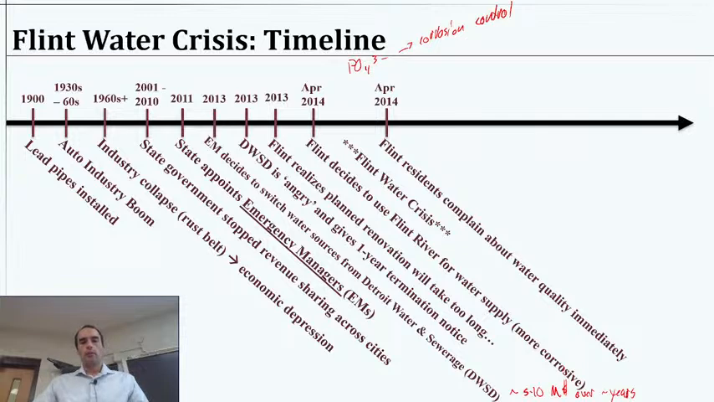Okay, so as soon as this happened, and by the way, just my own timeline here, I was still completing my grad school in Atlanta at this time, so I was not in Michigan yet. But as soon as that change happened, the Flint residents immediately started complaining about the water quality. It was immediately apparent to them that something had happened. Something changed with their water. It didn't look so good. It didn't taste so good.